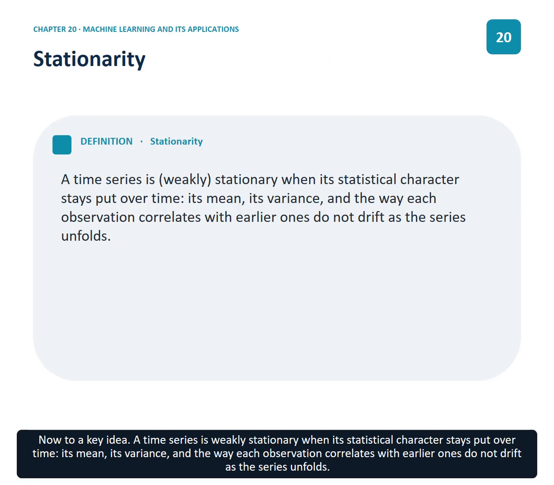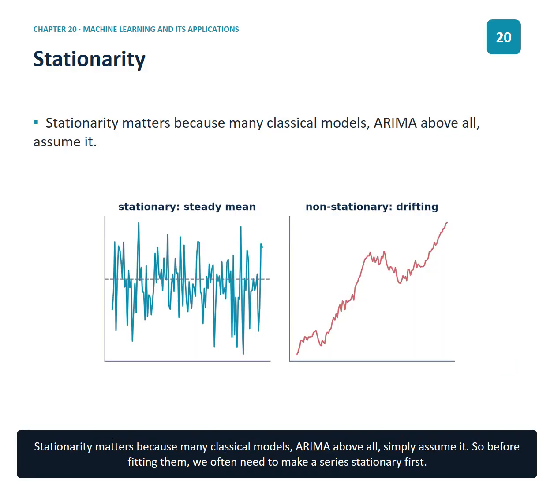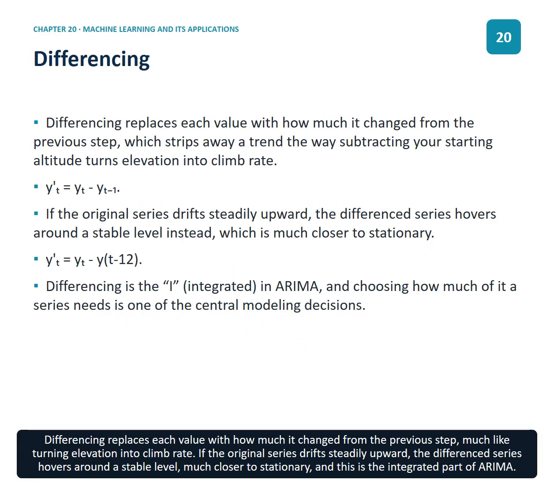Now, to a key idea. A time series is weakly stationary when its statistical character stays put over time. Its mean, its variance, and the way each observation correlates with earlier ones do not drift as the series unfolds. Stationarity matters because many classical models, ARIMA above all, simply assume it. So, before fitting them, we often need to make a series stationary first.